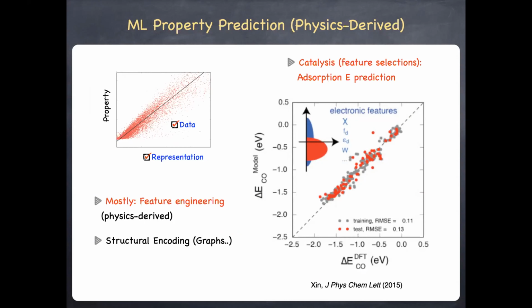For example, for catalysis applications where calculating the adsorption energies is quite important, people have used d-band center, electronegativity, and higher moments of the density, etc., as an input of the model that can calculate the adsorption energies for simple adsorbates on various metal alloy surfaces.